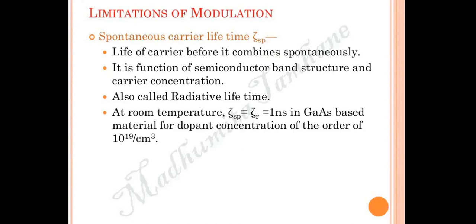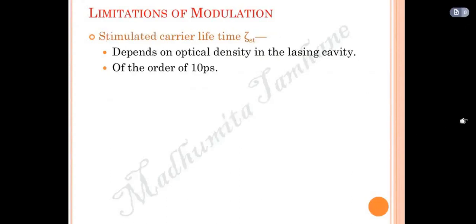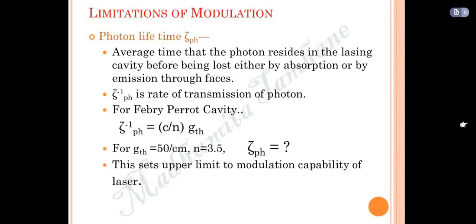What we need to see after that is the next limitation, the stimulated carrier lifetime, right? It depends upon the optical density, the density in the lasing cavity, of the order of 10 picoseconds. That's the second limitation. Third is photon lifetime. I'm not proceeding in detail because we already covered it in the previous session. We just want to understand how it is going to work.